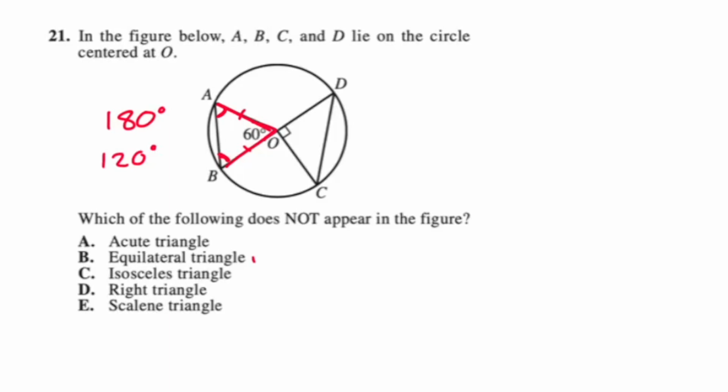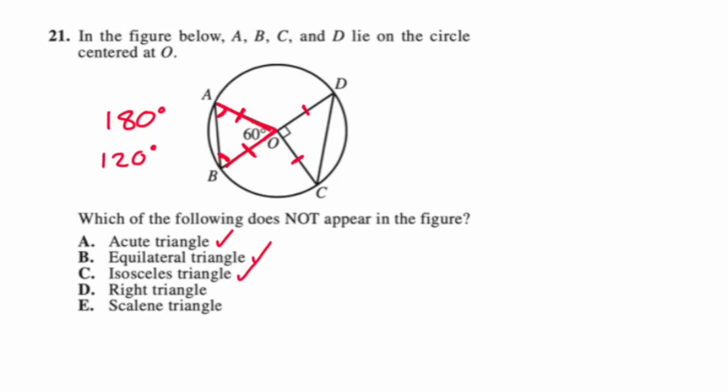So we do have an equilateral triangle. We also have an acute triangle because this is a triangle with an acute angle in it. What about an isosceles triangle? An isosceles triangle just means a triangle with two side lengths that are the same. And we can see that here, and we can even see it here too.